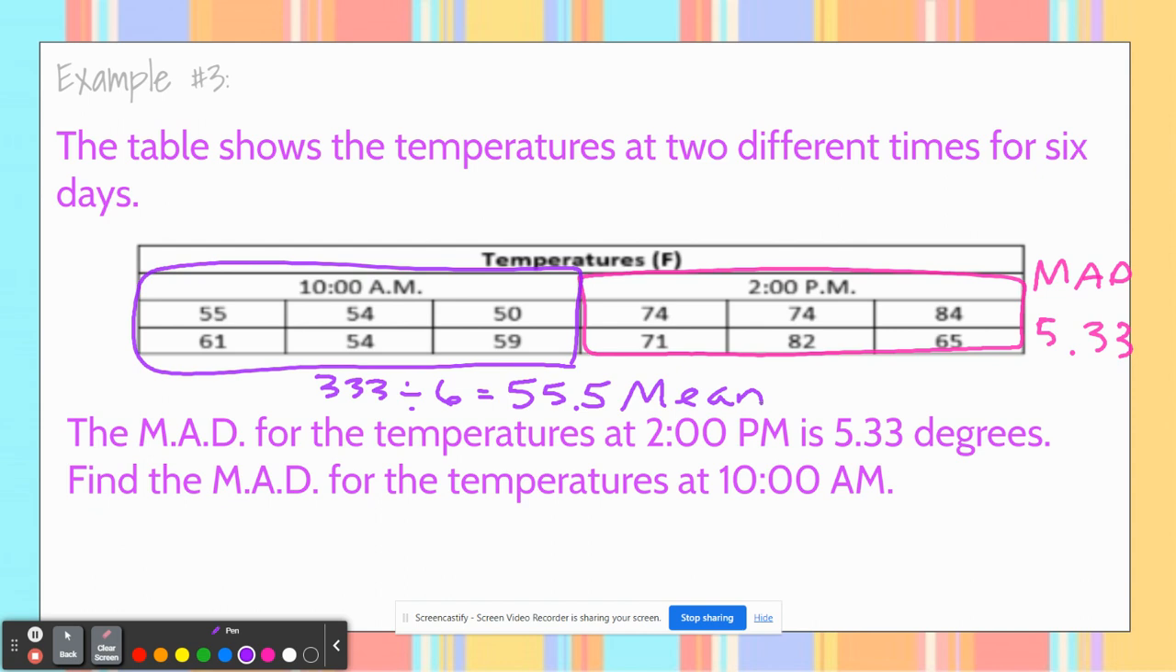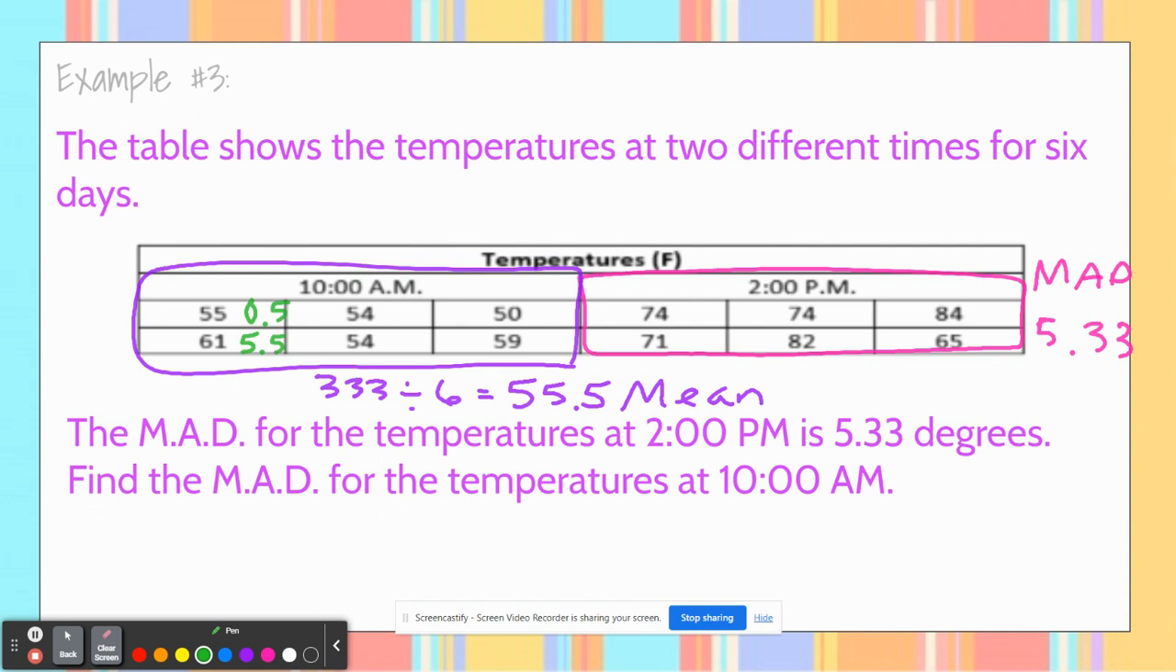So now I have to take my mean and find the absolute difference between the average and each data point. So 55 minus 55.5 is negative 1/2, and the absolute value of negative 1/2 is 1/2, or 0.5. Then we're going to do 61 minus 55.5. The absolute value of 5.5 is 5.5. Remember, we're not having any negative answers.